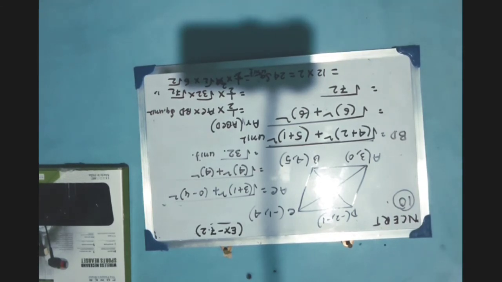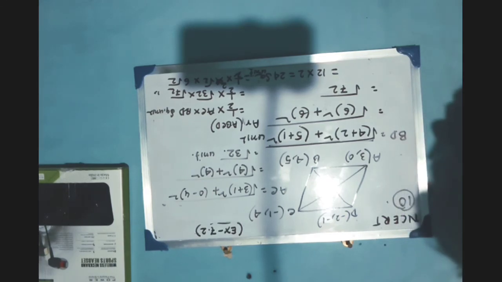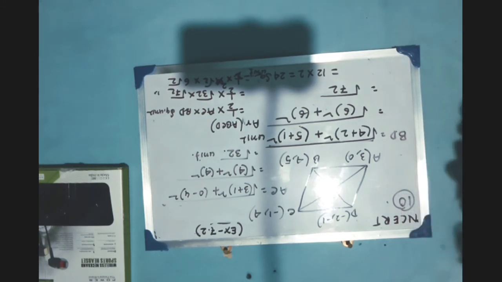24 square units. So that's it for this video of exercise 7.2. In my next video, we'll come and join to solve exercise 7.3, which is related to the area of a triangle.